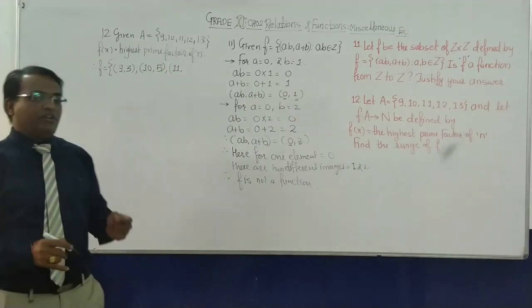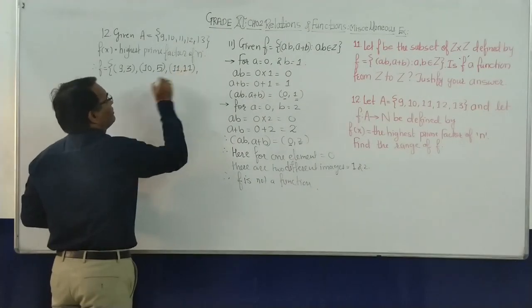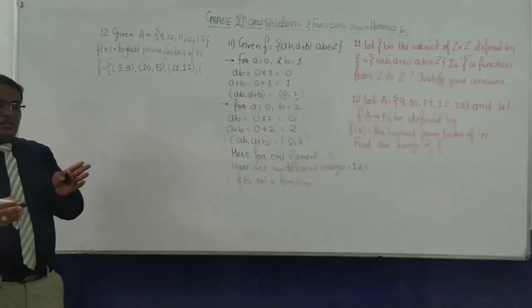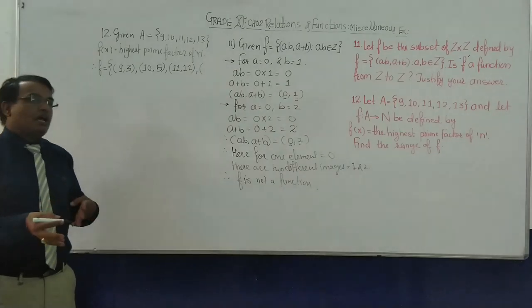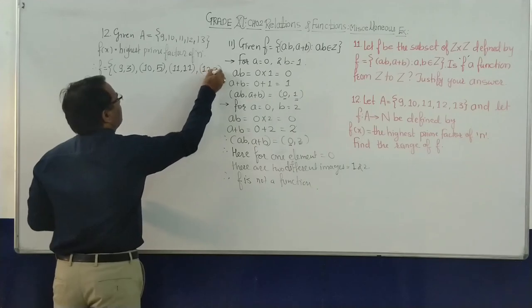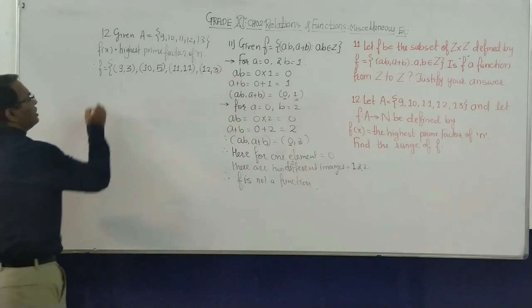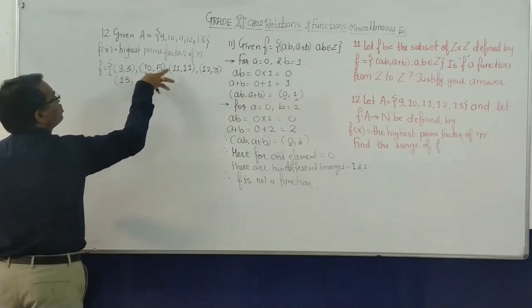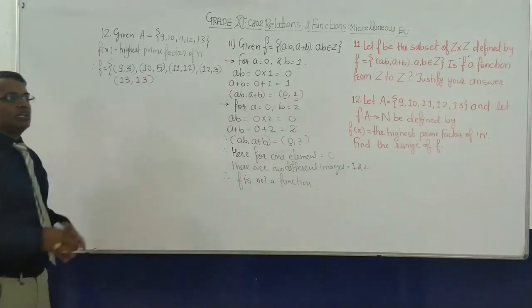Then you take 11. For 11, the factors are 1 and 11, so the highest is 11 only. If you take 12, the factors are 2, 6, 3, 4, but 6 is not prime, so the highest prime factor is 3. And the last number is 13. The highest factor of 13 is again 13 itself.